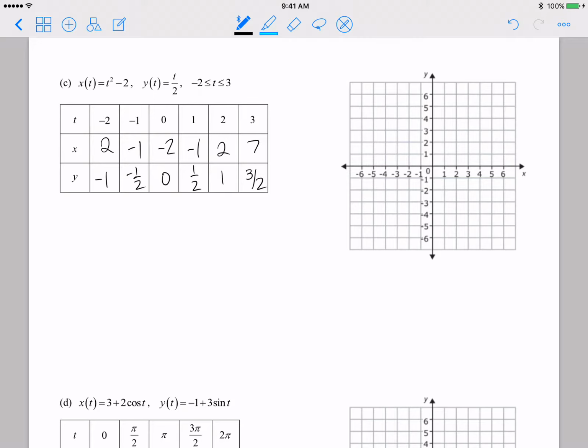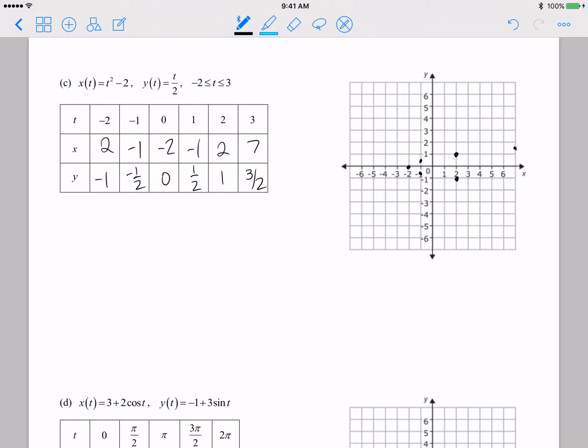Okay, so if we plot those points, we're going to start at (2, -1), which is going to be right there. (-1, -1/2), which is here. (-2, 0), which is right here. Then we have (-1, 1/2), which is there. (2, 1), which is right there. And then finally (7, 3/2), which is all the way over here.